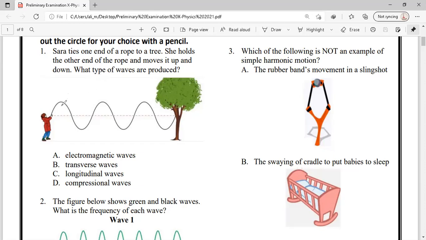So, as we can see, the rope is moving in the form of crest and trough, and the particles of the wave are moving perpendicular to the direction of propagation of wave. So, this type of wave produced in a rope is known as a transverse wave. So, the correct answer in this question is option B.